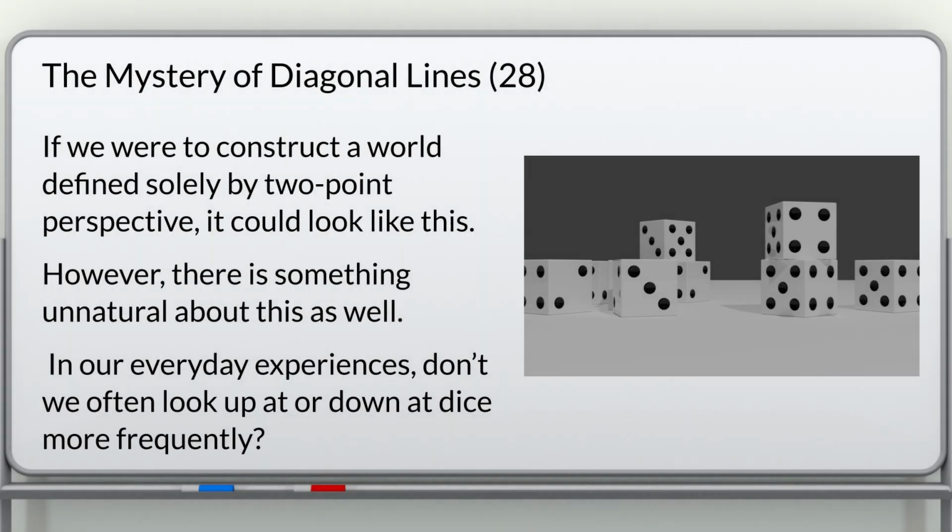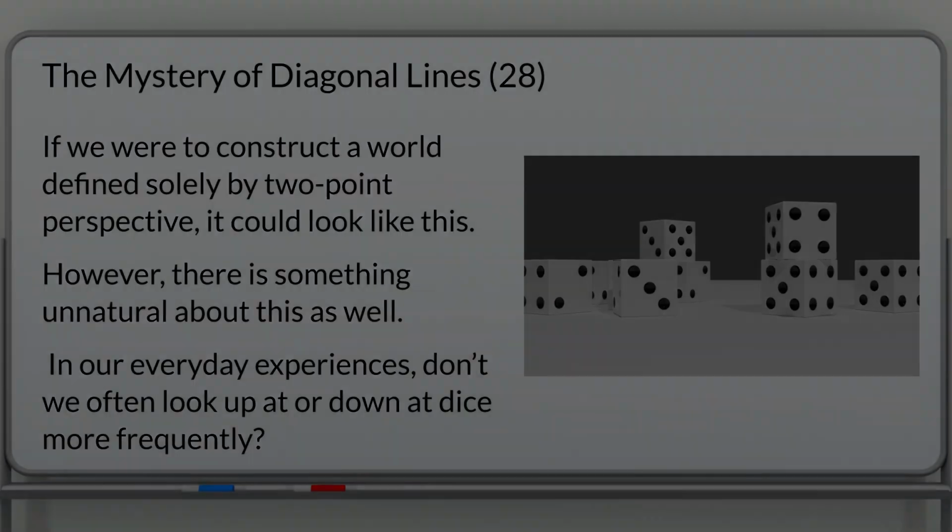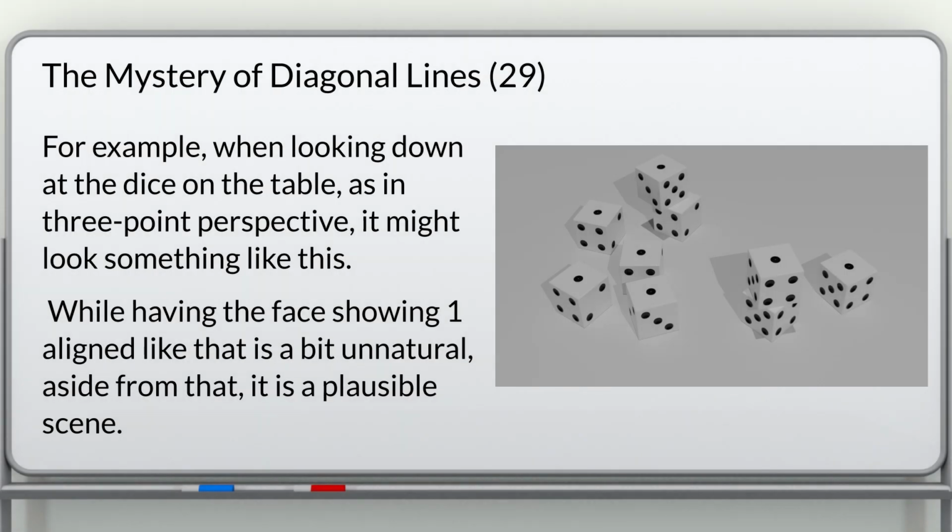If we were to construct a world defined solely by two-point perspective, it could look like this. However, there is something unnatural about this as well. In our everyday experiences, don't we often look up at or down at dice more frequently? For example, when looking down at the dice on the table, as in three-point perspective, it might look something like this.